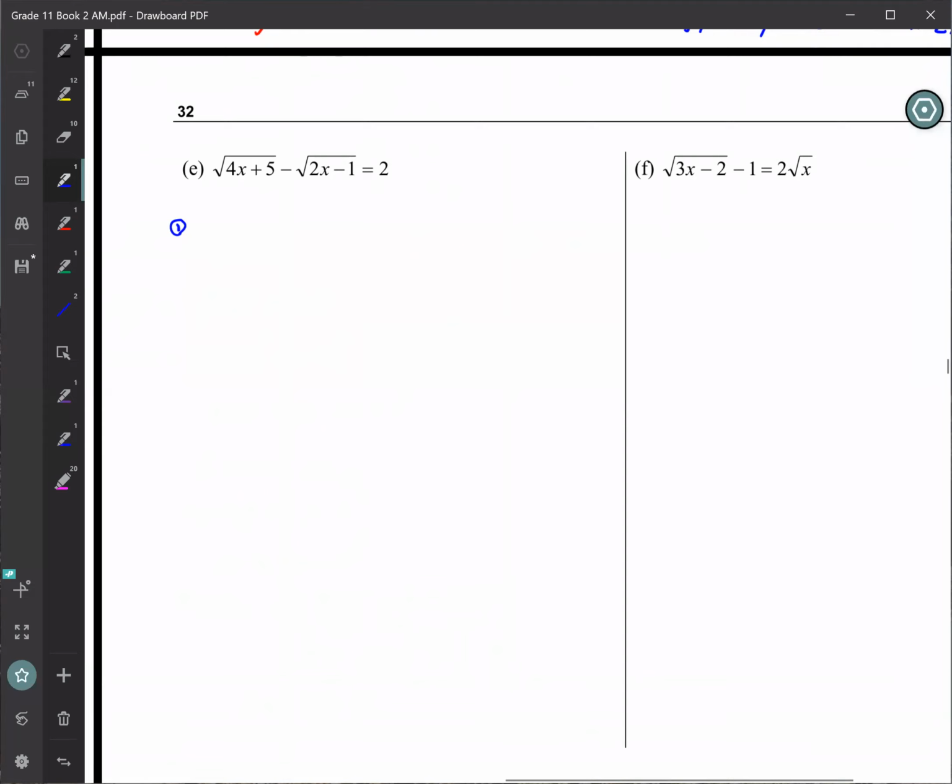Root 4x plus 5 is equal to root 2x minus 1 plus 2. Yeah, okay, plus 2. Very good, okay? So you add it to the other side. So our first radical is isolated. Step 2 is going to square both sides.